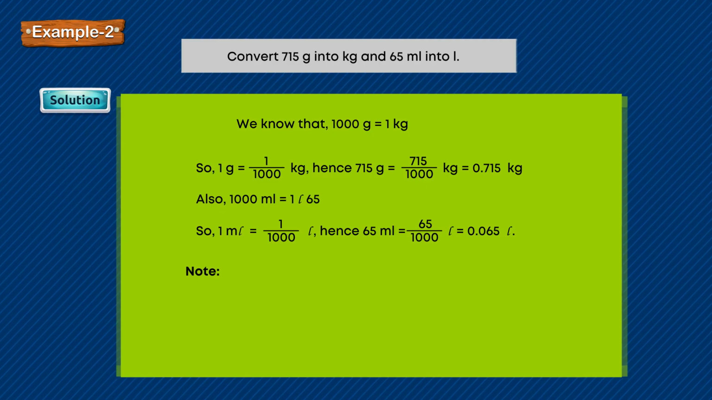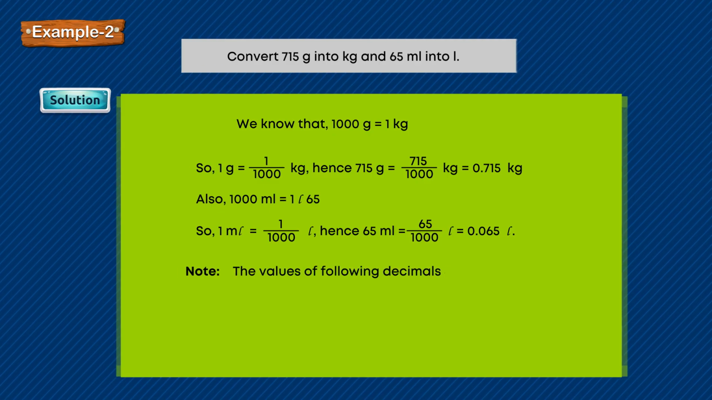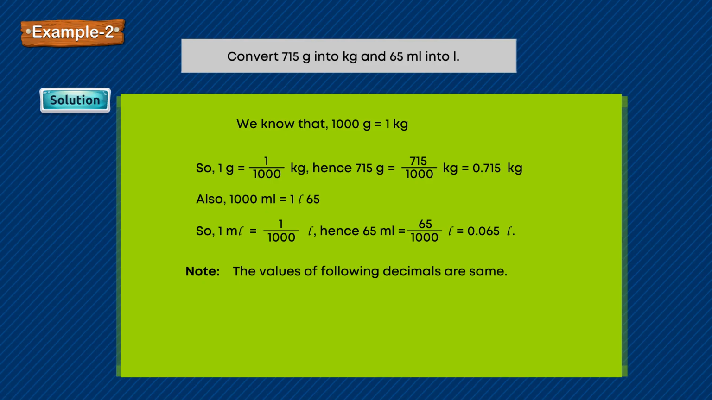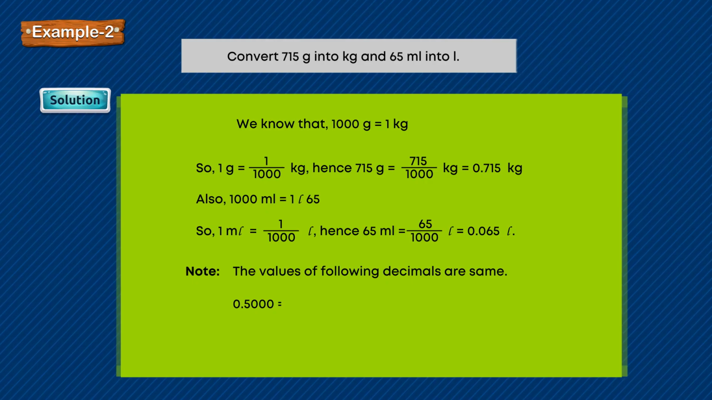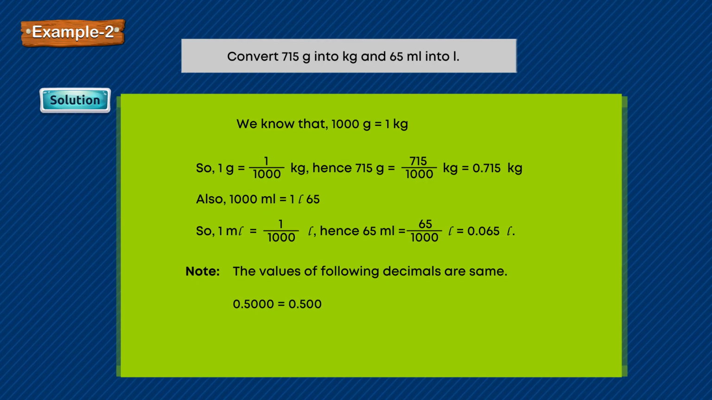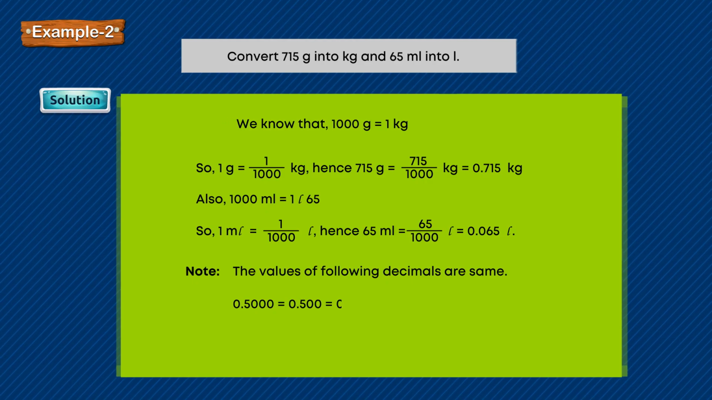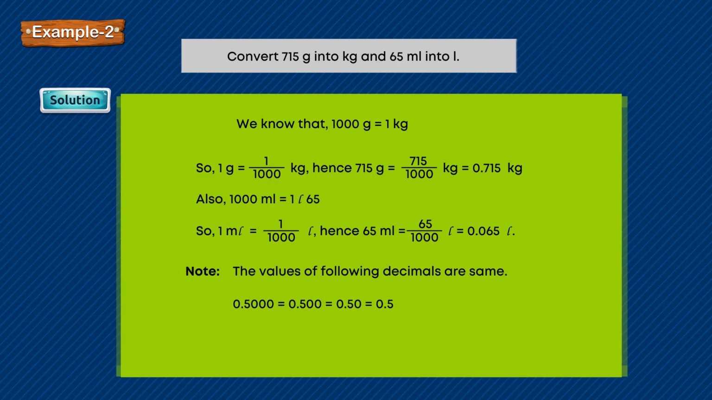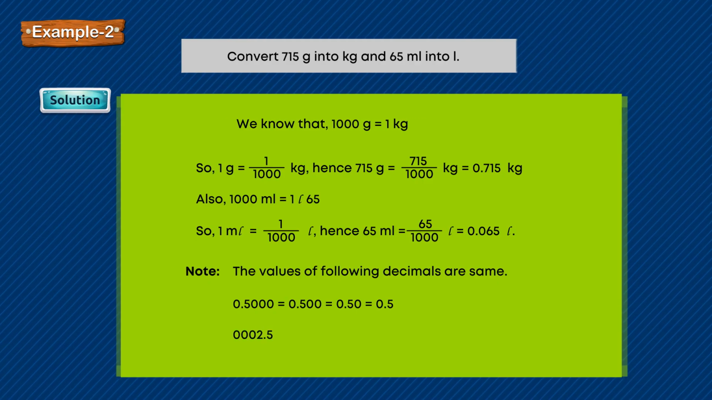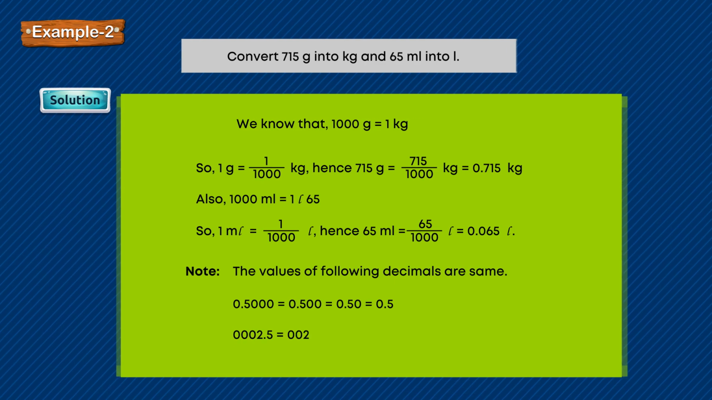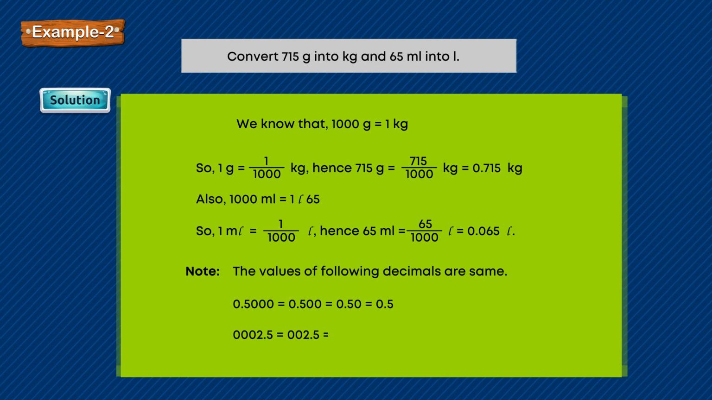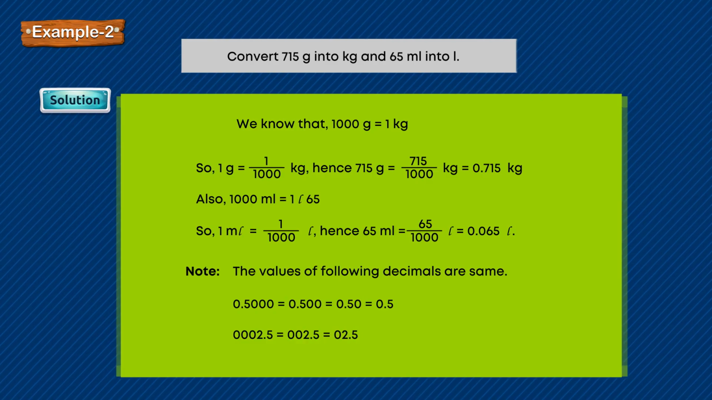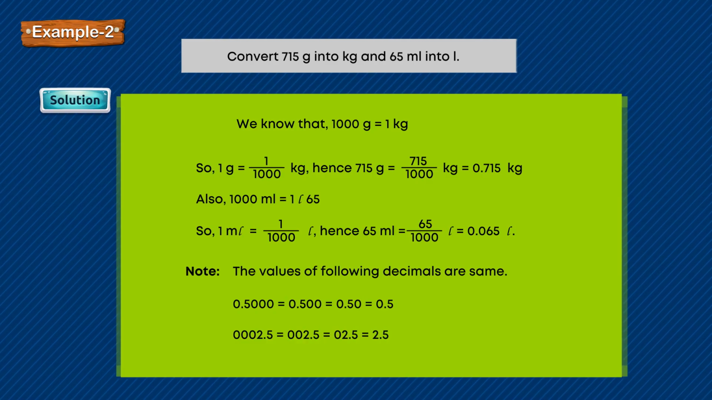Note: the values of the following decimals are the same. 0.5000 is equal to 0.500 is equal to 0.50 is equal to 0.5. 002.5 is equal to 02.5 is equal to 2.5.